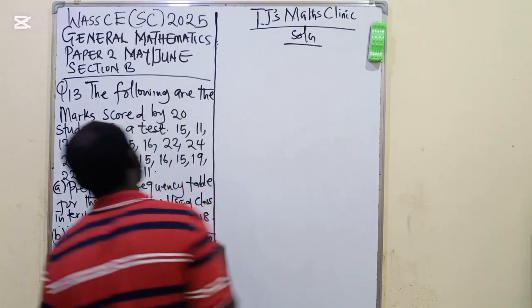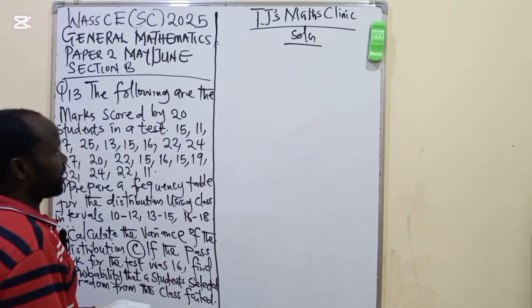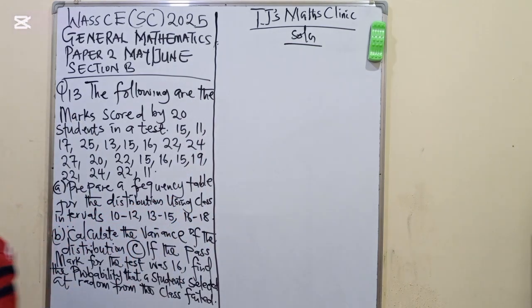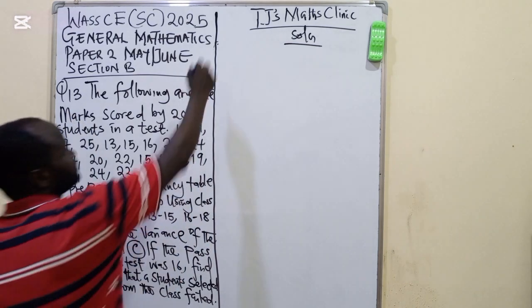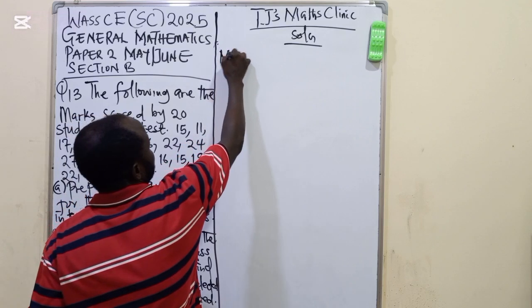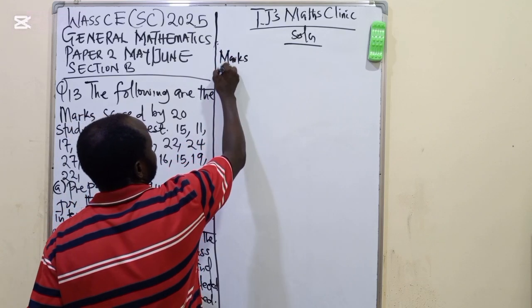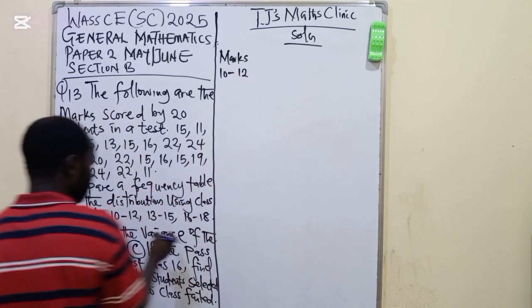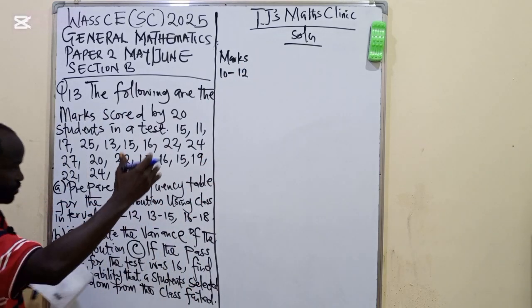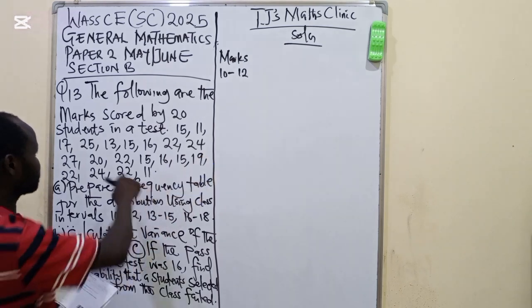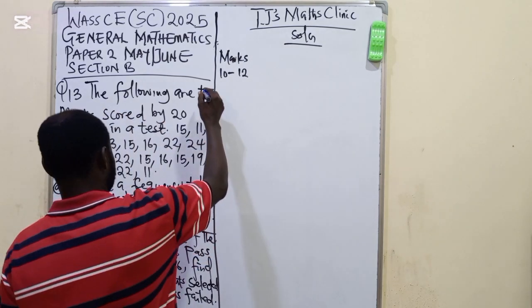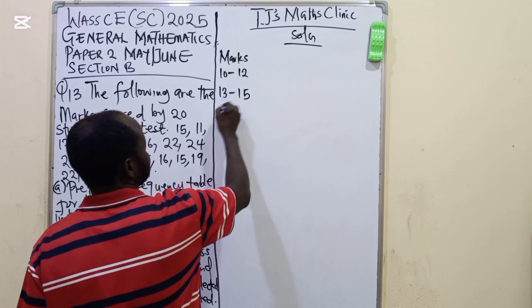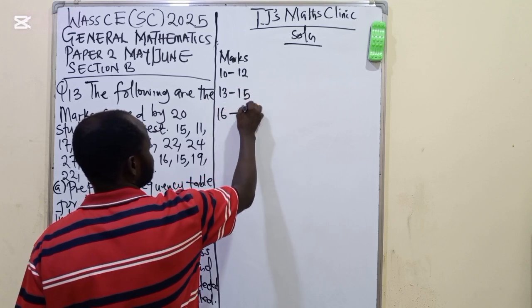And whatever we have will be our frequency table. We start with the class interval, which is the marks, or the score. We can say marks, which is our class interval. The marks: we have 10 to 12. The three dots mean continue in that manner until we reach the highest number. Next, we have 13 to 15, then 16 to 18.